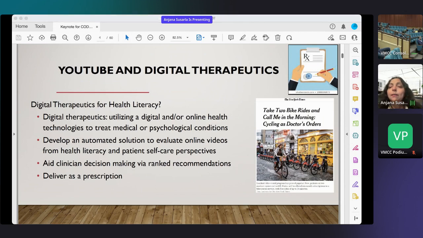The end goal could be something like this: you go to the doctor. The doctor says, in addition to whatever prescription that the doctor gives you, what if the doctor can find usable health information from the videos that are out there and deliver them as a prescription? In addition to a physical prescription, you get a digital therapeutic prescription. And how does that help?